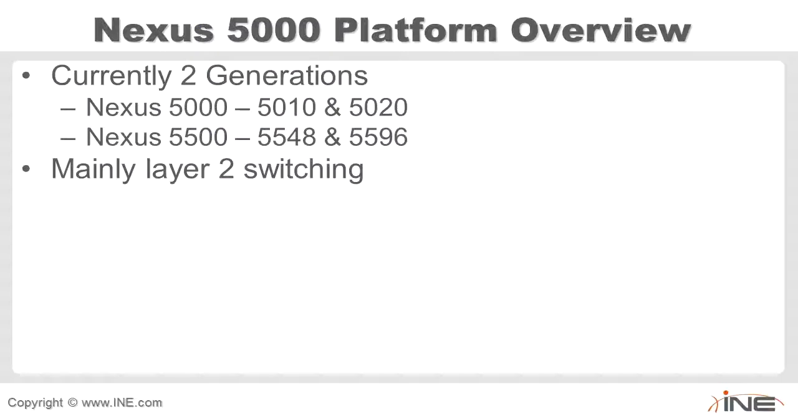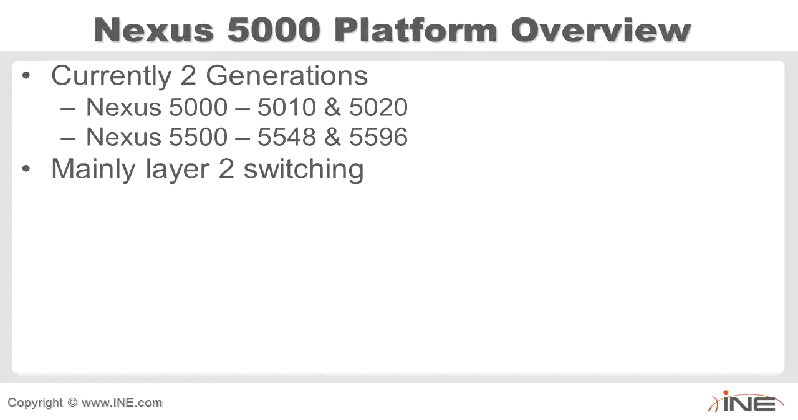Okay, the next platform we have then is the 5000. Nexus 5000 is mainly going to come in two different generations. There's the Nexus 5000 and then there's the Nexus 5500. The main difference between these is that they're both mainly layer 2 switching.